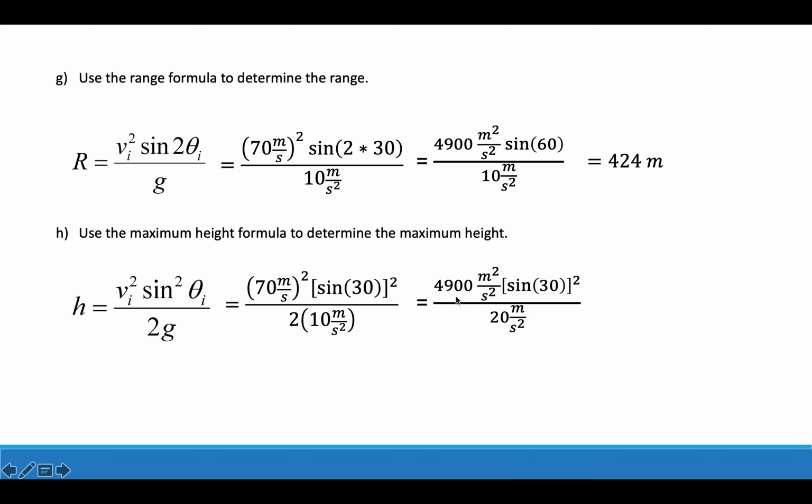The speed squared is 4,900, and then I would take sine of 30 and square it. And when I put that into my calculator, I get 61.25 meters. And that is very close to what we saw on the graph.